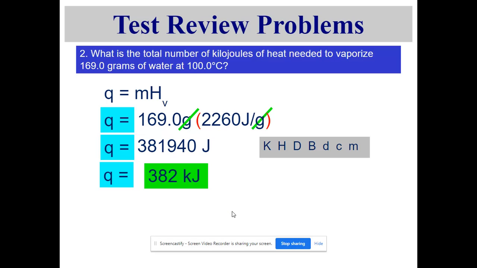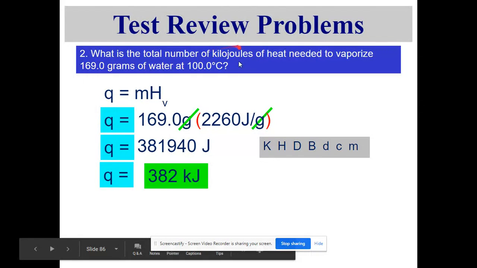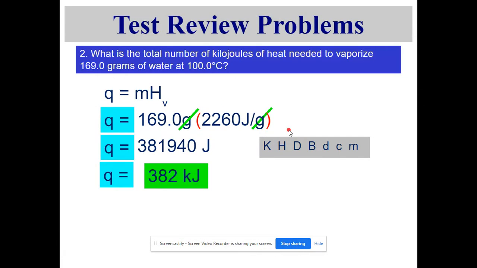So the catch in this problem, so to speak, was recognizing that it did not ask for joules, it asked for kilojoules. So just pay attention to those details when you're doing these problems. I'm not going to try to trick you on the test, but these aren't really tricks. These are just normal problems.